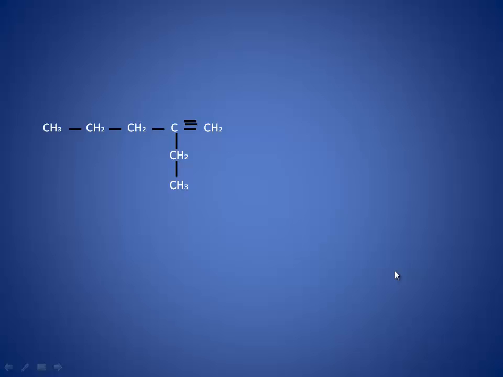We have one example. It has 5 carbons in the line, and between the carbon 1 and 2 we have the triple bond, and we have one substituent, that is ethyl. So the name of this compound is 2-methyl 2-ethyl.